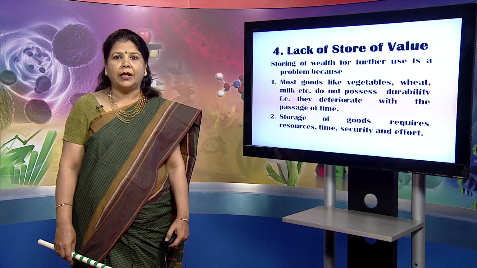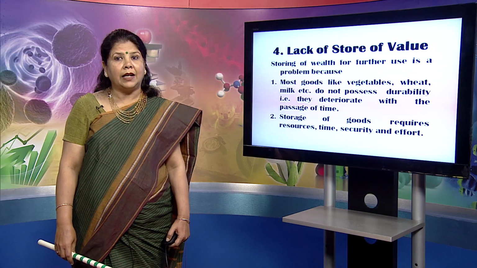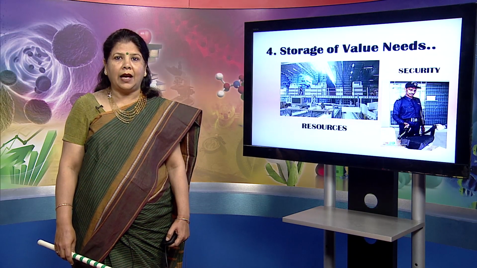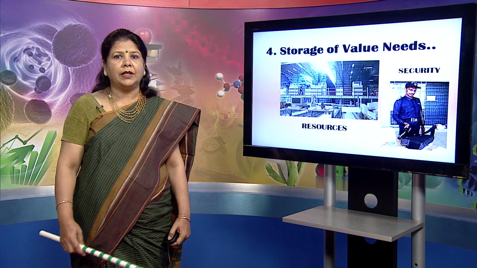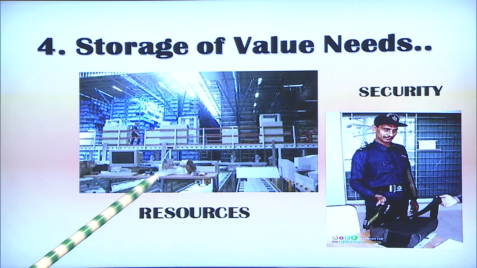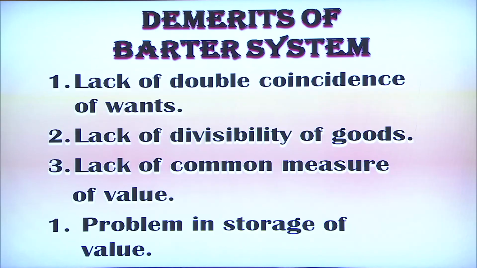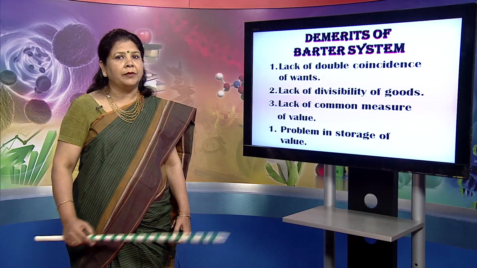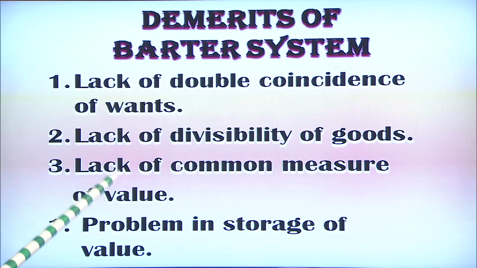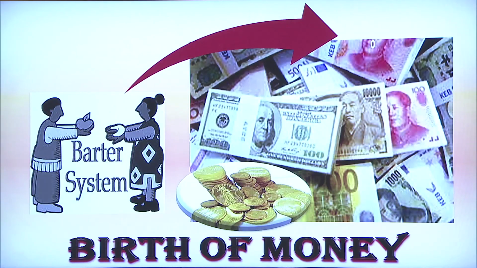Storage of goods requires resources, time, security and effort. Here you can see the image of a godown and a security guard needed to guard the goods that we wish to store for future use. So, the barter system had all these problems to take care of, and hence the way out was the birth of money.